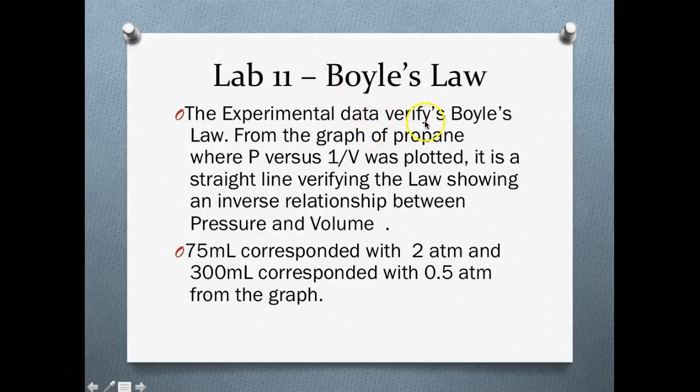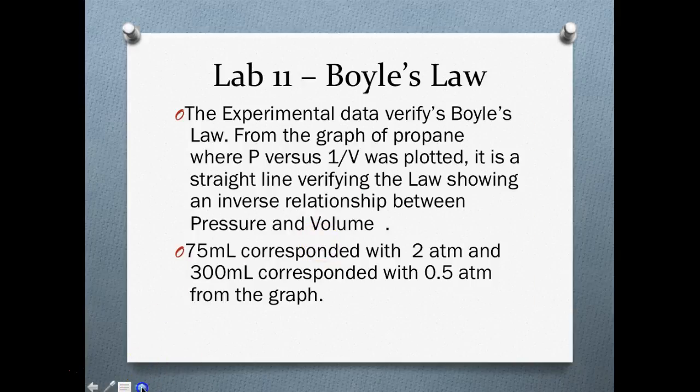So this experimental data verifies Boyle's law. From the graph of pressure versus 1 by volume, when it was plotted, it's a straight line, and that verifies the law, showing the inverse relationship between pressure and volume. 75 ml corresponded to 2 atmospheres on the graph, and then 300 ml corresponded to 0.5 atmospheres. Again, as I said, you can do this using the actual formula, P1 V1 equals P2 V2, instead of reading it off the graph.